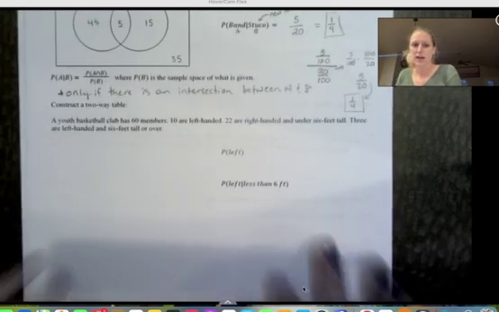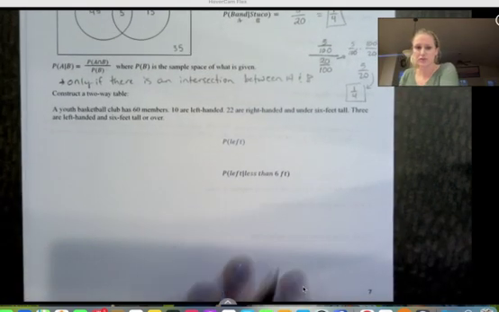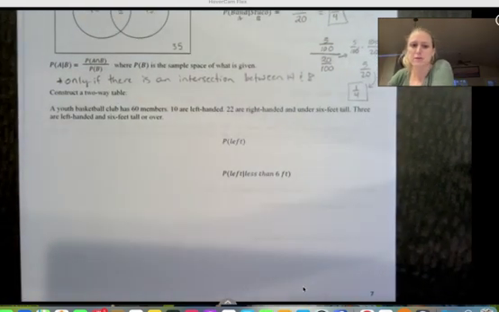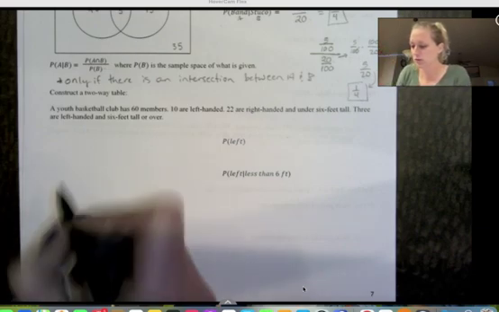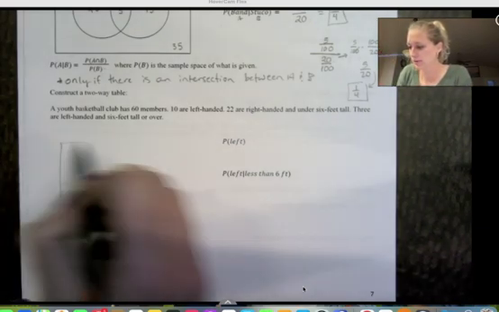Okay, we're going to make a two-way table for this one. A youth basketball club has 60 members. 10 are left-handed, 22 are right-handed and under 6 feet tall. 3 are left-handed and are 6 feet tall and over. So the categories we have are height and their dominant hand. So we're going to create a two-way table.